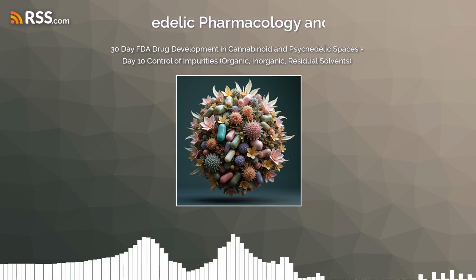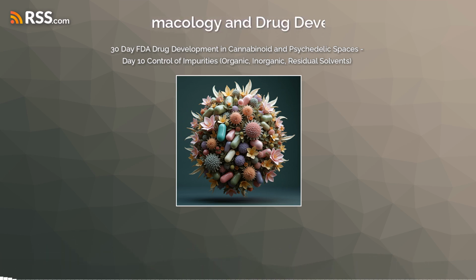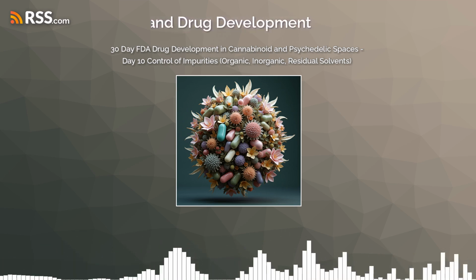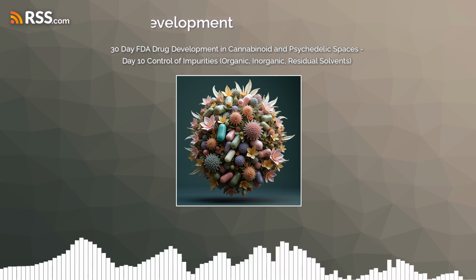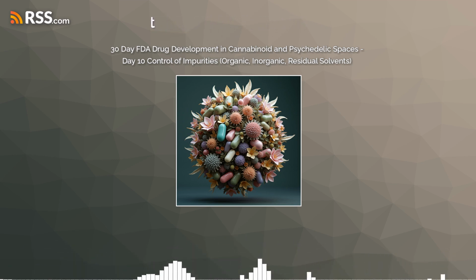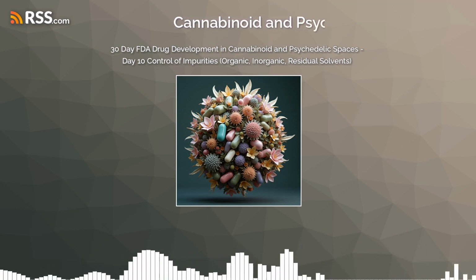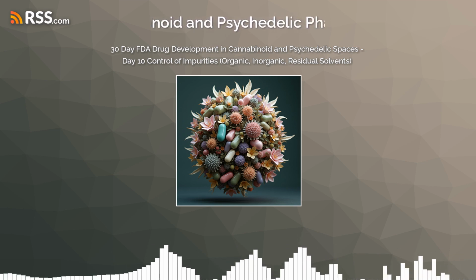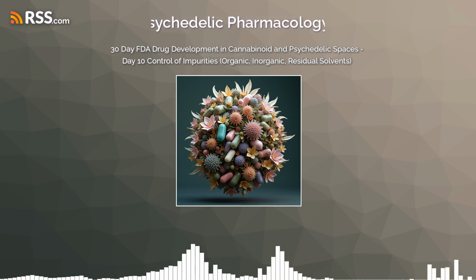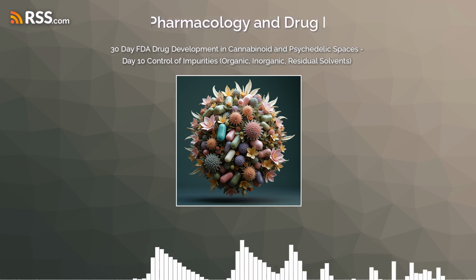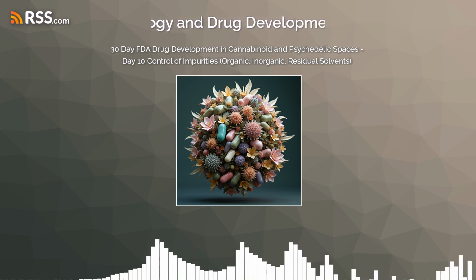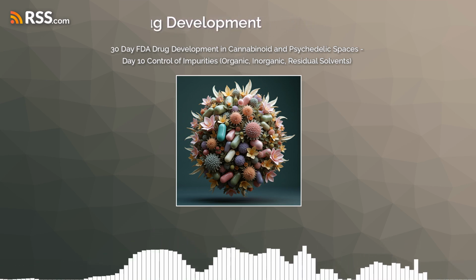Exactly. So let's say you've identified an impurity. What happens next? Well, the next step is to classify it. How does that work? The ICH has a system for categorizing impurities, and it's based on where they come from and how likely they are to cause harm. So you've got organic impurities, which are basically derived from living things, and inorganic impurities, which come from non-living sources.